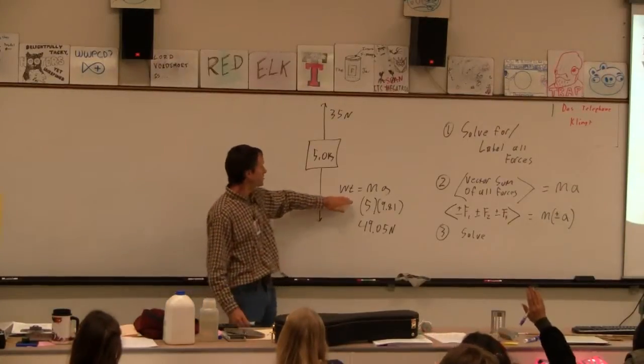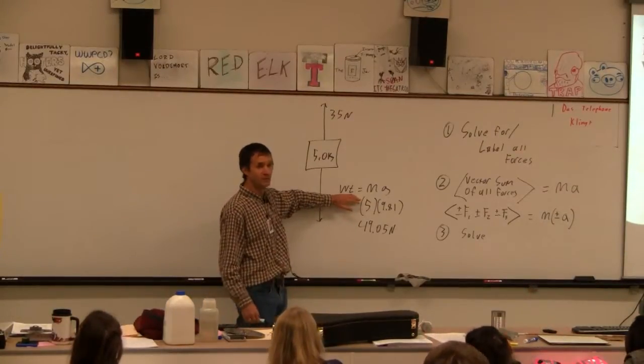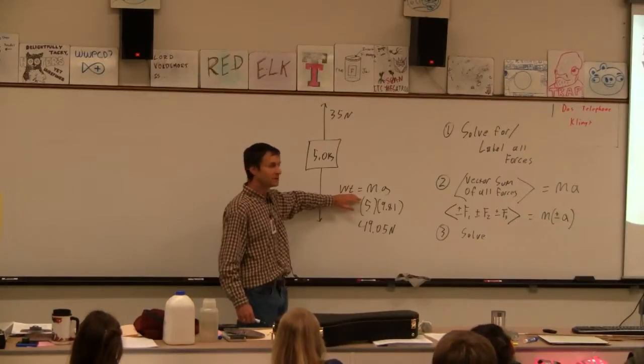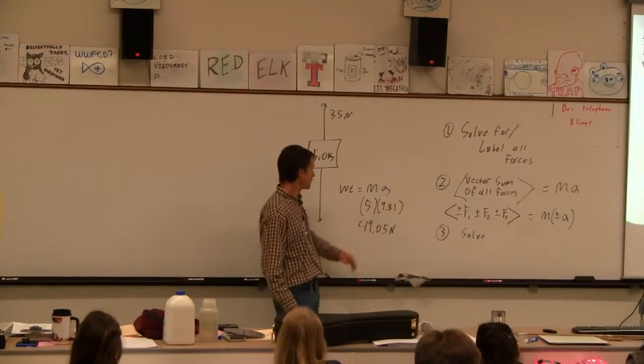So the weight, the force of gravity, is the weight. Weight is m times g. We've done this before, haven't we? A bunch of these, right? So 5 times 9.81 is 49.05.